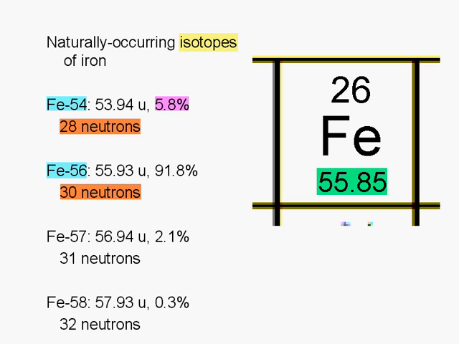Similarly, the likelihood of getting an iron 56 atom is 91.8%. If you were to randomly pick 100 iron atoms from a naturally occurring sample, about 92 out of the 100 atoms would be iron 56. You can see that since iron 56 is the predominant isotope, the average mass, 55.85, is closer to the mass of an iron 56 atom.